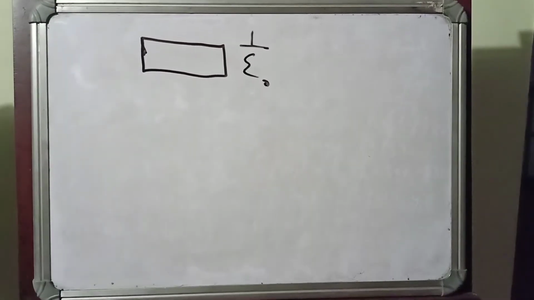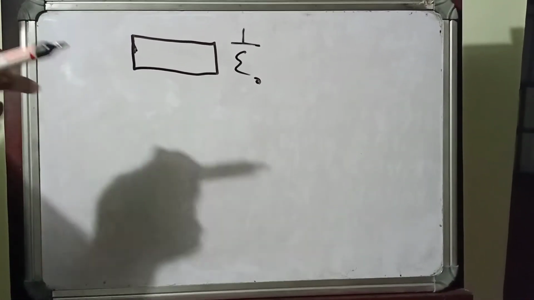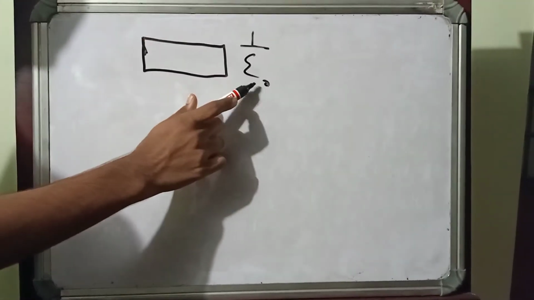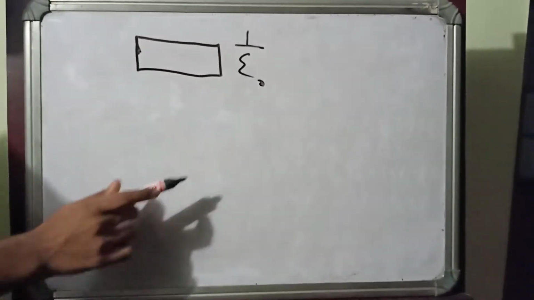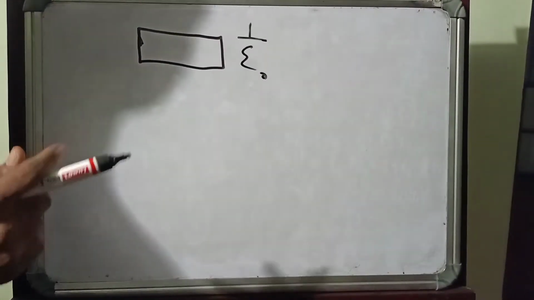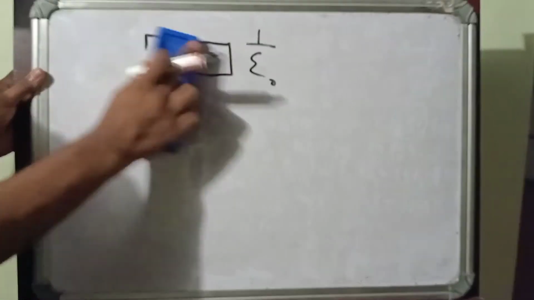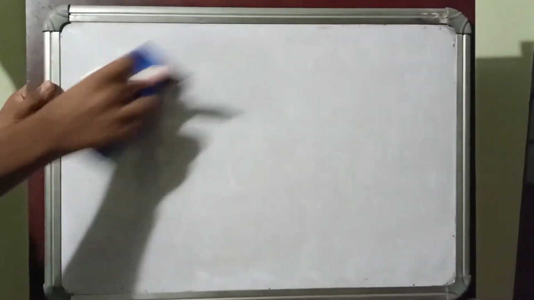Let me tell you once again. The electric flux linked with a closed surface is equal to 1 by epsilon naught times the total charge enclosed in the system. Epsilon naught means the permittivity in free space. Got it? Let's now go for the proof of Gauss's theorem.